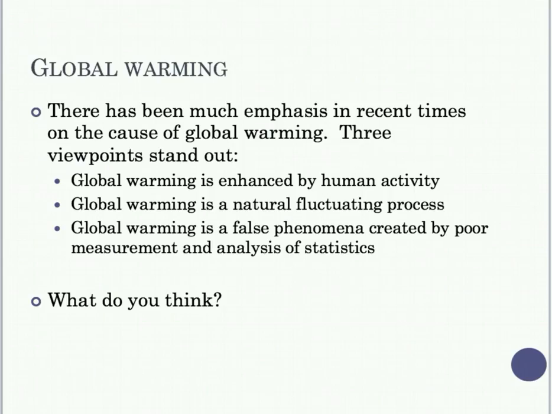There has been much emphasis in recent times on the cause of global warming. Three viewpoints stand out. Global warming is enhanced by human activity. Global warming is a natural fluctuating process. Global warming is a false phenomenon created by poor measurement and analysis of statistics.